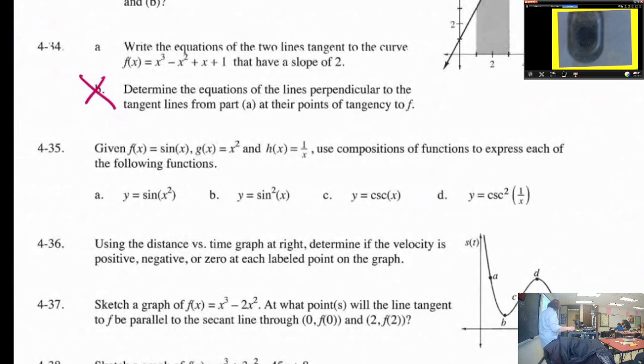Perpendicular or normal lines have not been on the AP test for some time. They won't be. They've been gone. Everything except for question B on 434. I mean, it's the exact same thing as the regular equation of a tangent line, except you use the perpendicular slope instead. Used to be way common, now they're not.